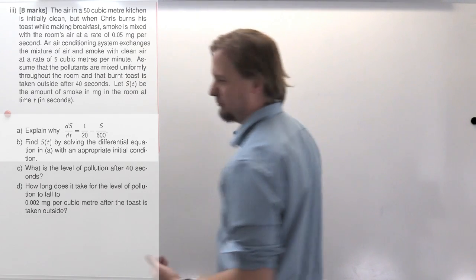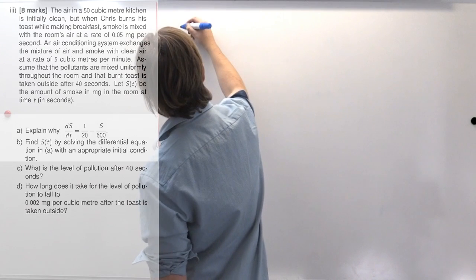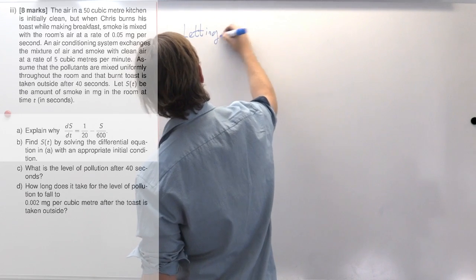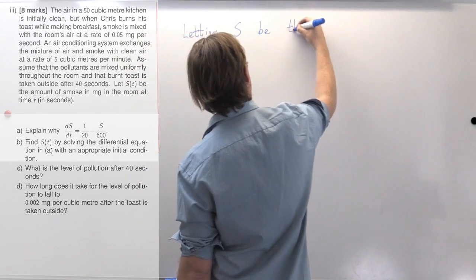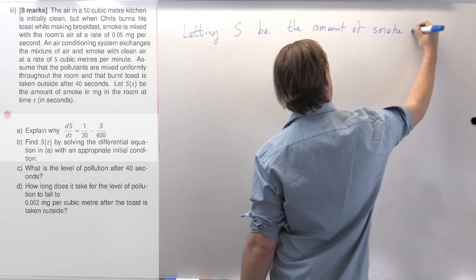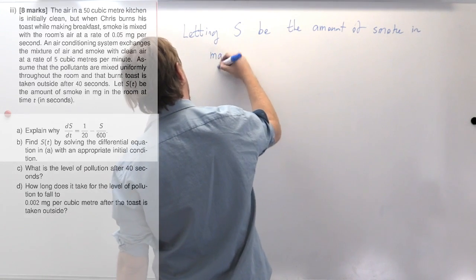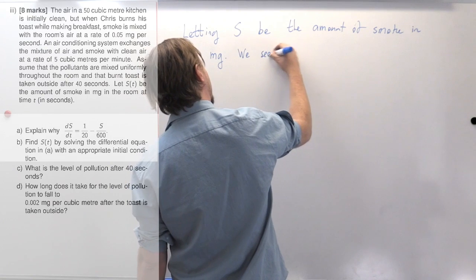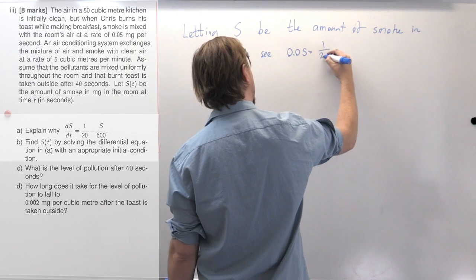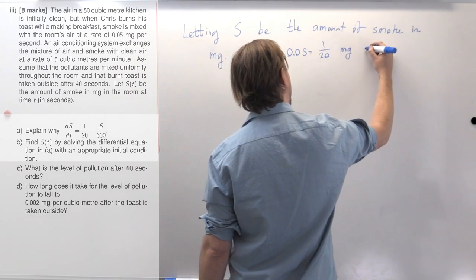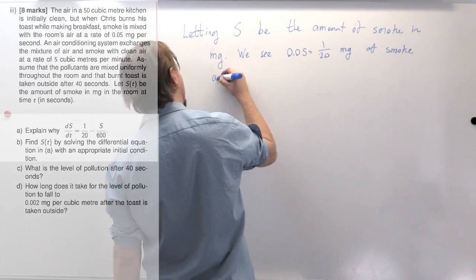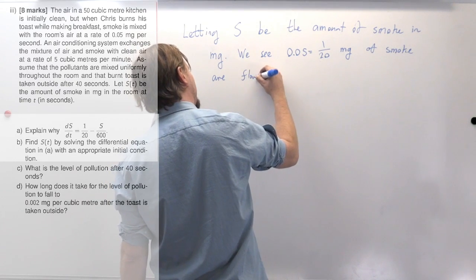Yeah, so the first part is really an absolute part. Letting S be the amount of smoke in milligrams, we see that 0.05, which is just another way of writing 1 over 20, milligrams of smoke are flowing into the room.